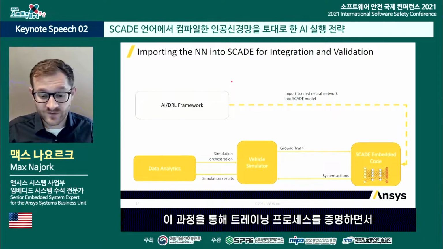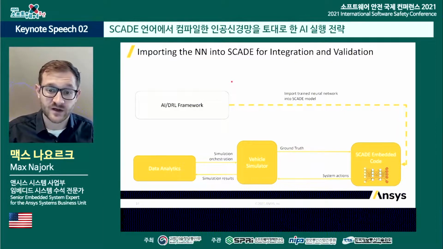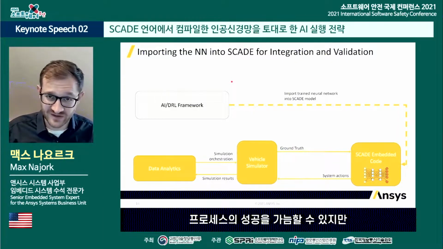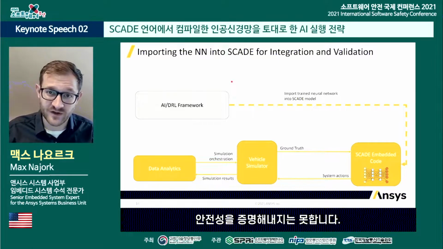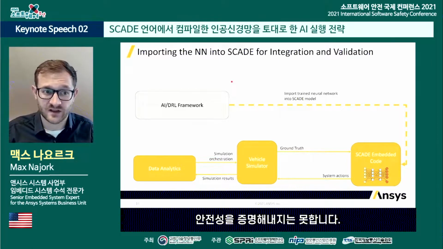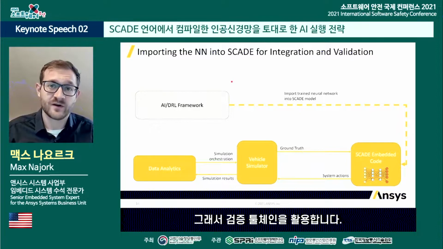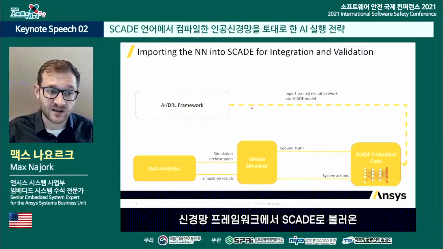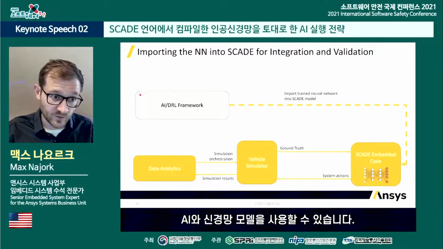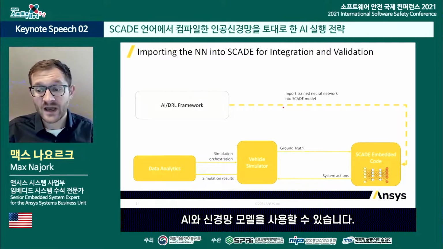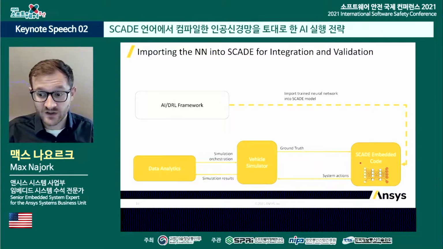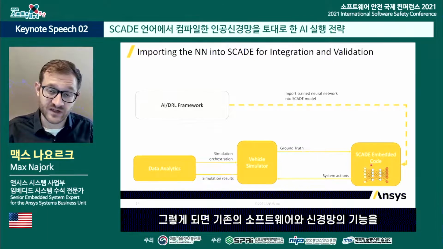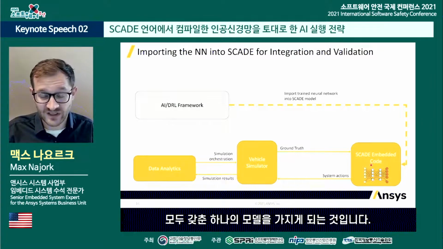Now, this is good for understanding what has been learned, improving the training process to get a first understanding if it is successful or not, but it's not yet any sort of proof of safety. And that's what we leverage the validation toolchain for. In the validation toolchain, we take the AI model, or the neural network model contained in the neural network framework, and import it into Scade. So we will have one model containing both the conventional software as well as our neural network functionality.